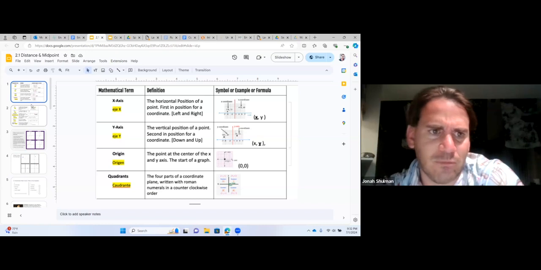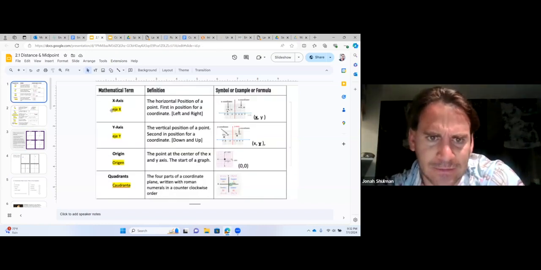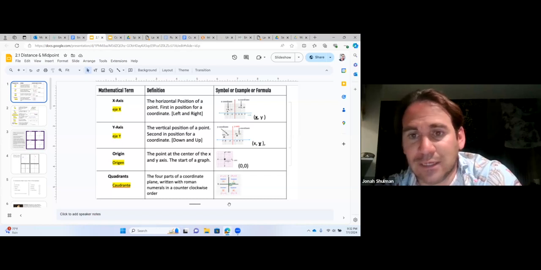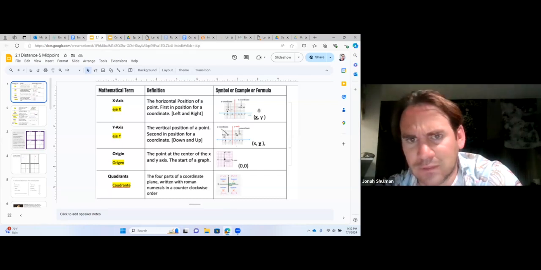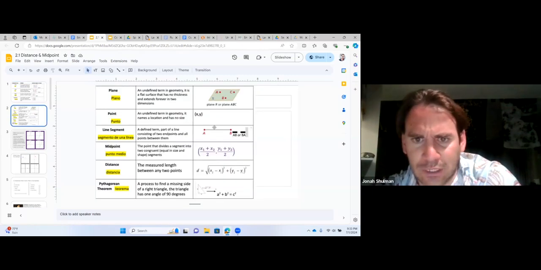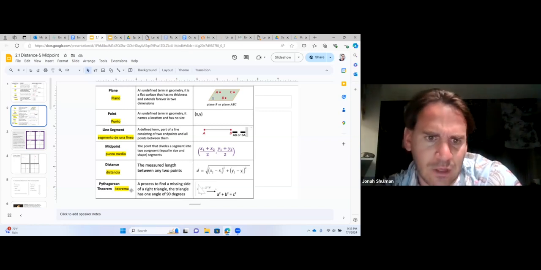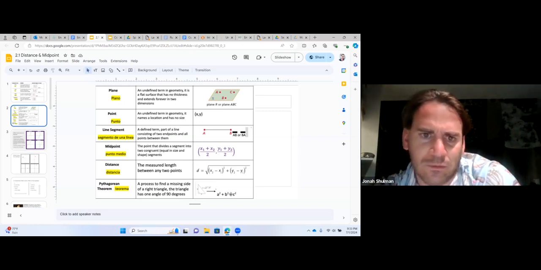Before students get started, they get a blank piece that says x-axis, y-axis. So they get this, but they have to fill in the definitions and the symbols and formula. So that's how it starts, right? They have to give me the symbol, a formula, an example of whatever it is, line segments, what it is, and this is the notation, distance, the formula, Pythagorean theorem, the formula. So they have to write these down right away.